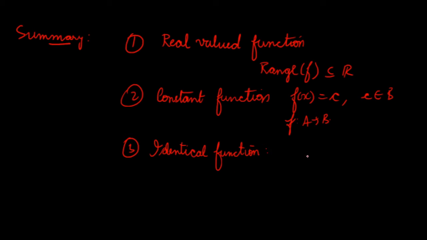So identical function means that whatever value you plug in, it gives the same value, and the function maps to the same set. If you want a different set, say for example a set B, then set B should be equal to set A, and only then does it qualify as an identical function, or else it can't.